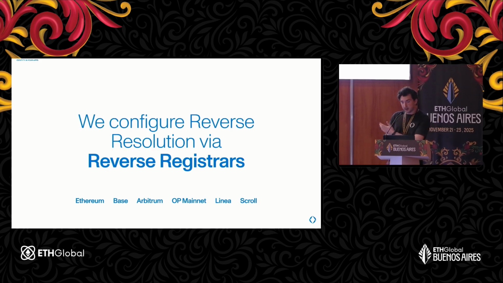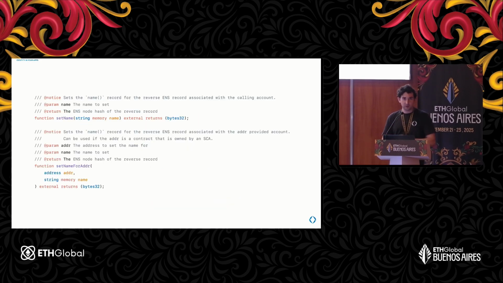The way you configure that reverse resolution, or really configure a user's primary name, is using reverse registrars, which are available on all of these chains. The reverse registrar is a very simple smart contract that looks something like this. I know it is kind of hard to read with all the comments in here, so let's try and do a little bit of a live example.